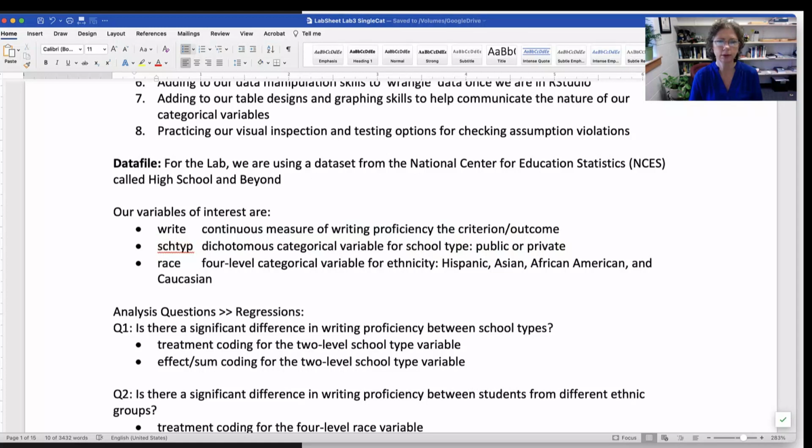School type, between public or private, so that's one categorical variable with 2 levels. And race, which is a 4-level categorical variable with the levels of Hispanic, Asian, African American, and Caucasian.